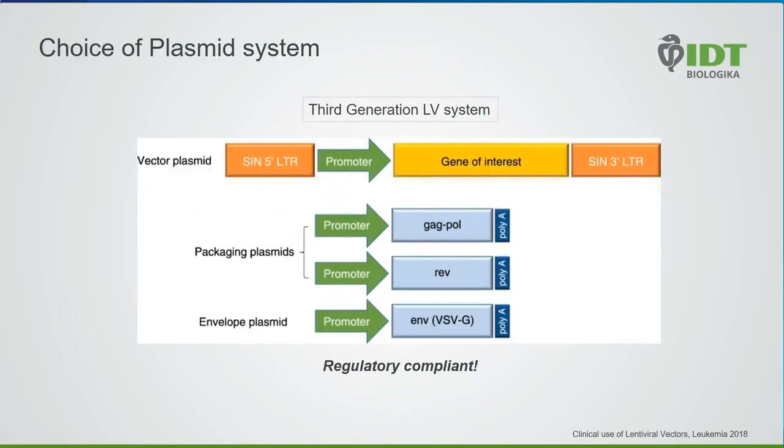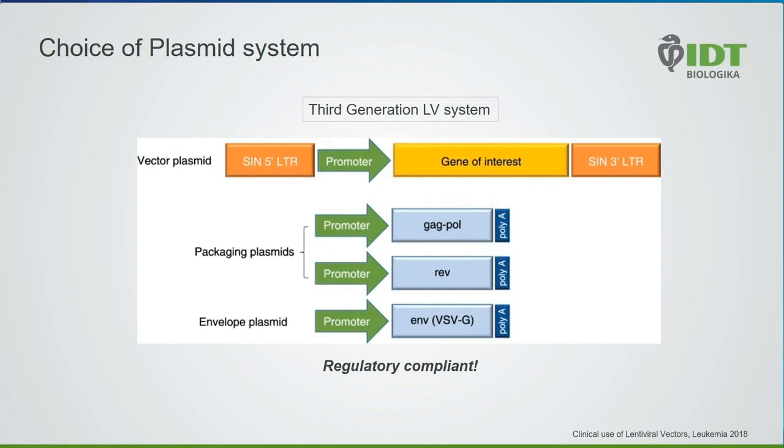The next thing to consider is the choice of plasmid system. So for our platform technology, we use the third-generation lentiviral system. And what this means is that the majority of the genes from the HIV backbone that could lead to the potential formation of a functional virus are removed. And this third generation basically uses the bare minimal backbone that is required for your lentiviral vector to be formed, where the genes are separated on four different plasmids, and the chances of a replication-competent vector or the replication-competent lentivirus forming is extremely rare. And this makes this plasmid system a very, very regulatory compliant system.